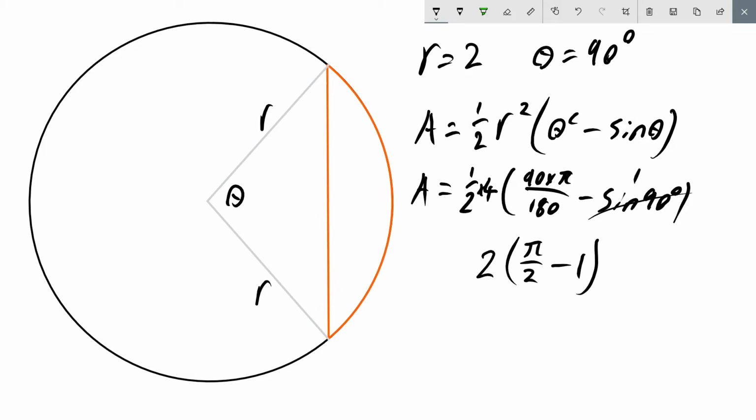And we get that is equal to pi minus 2. And that there is our area. So the area of the segment is pi minus 2.